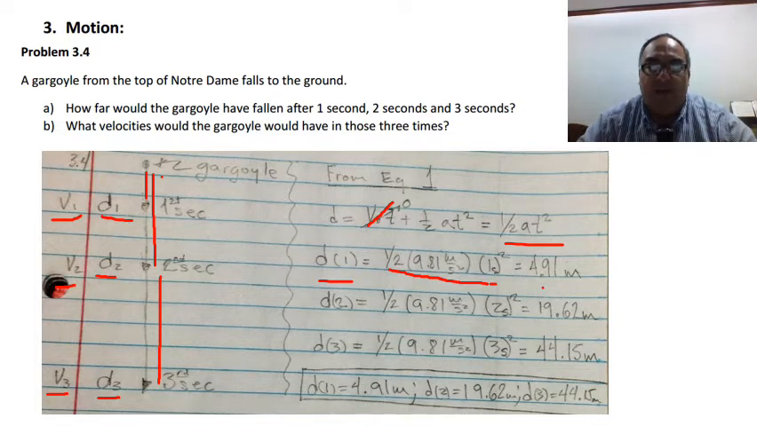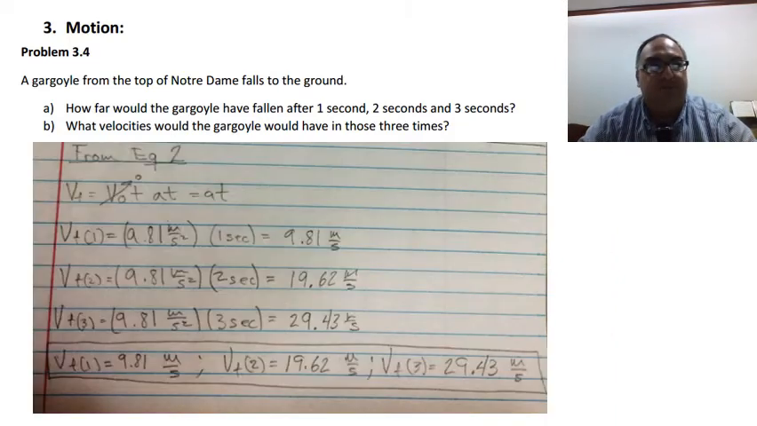We do the same thing. We just change the 1 here for the time 2, and then the time 3, and we get these results. They are in meters squared here on the bottom. So let's go to the next one.